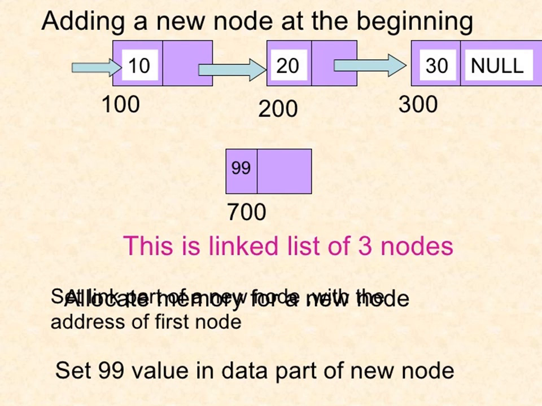Still we need to do some more adjustment. What is that adjustment? After the 99, we need to place the 20 node. The 20 node address is 200. Now we need to place the 200 in the link field of the 99 node, that is the new node. By storing that 200 in the link field of the 99 node, we have the connection between the 99 node and the 20 node. Initially the linked list had only 3 nodes. Now, by inserting a new node, the linked list has 4 nodes in total. Like that we can establish the connection. By adjusting the links itself, we can perform the insertion operation in a linked list.